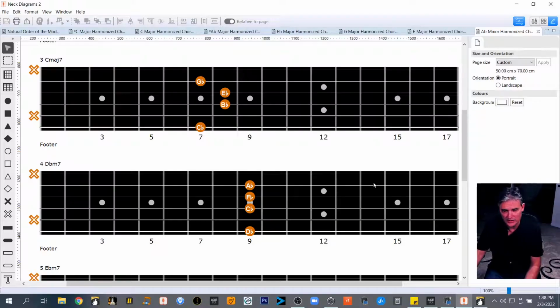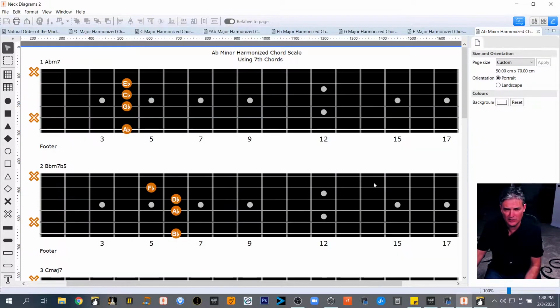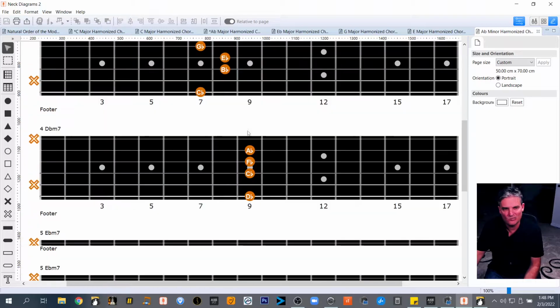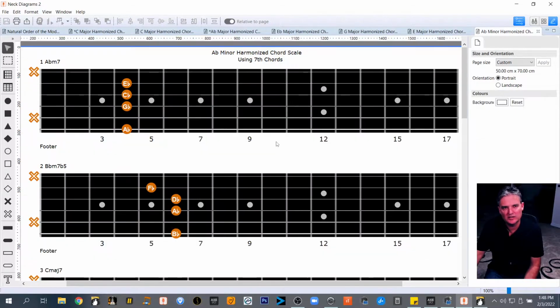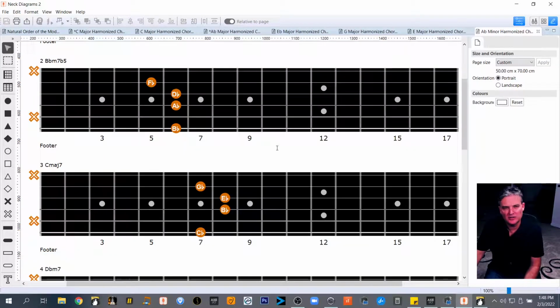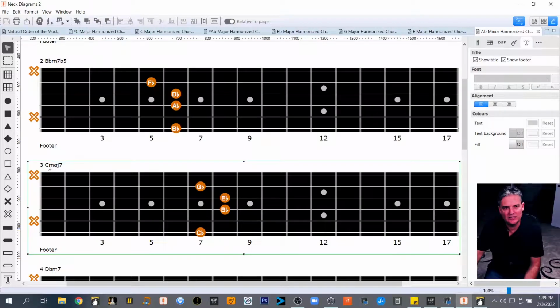Now just in case you're kind of lost on, okay, wait, A flat minor harmonized, I'm familiar with major. Another way of describing this is the A flat Aeolian harmonized chord scale. Let's say that, what's a good way to think about this, or another way? Let's say that, and I just saw that I've got an error here. We've got C major.